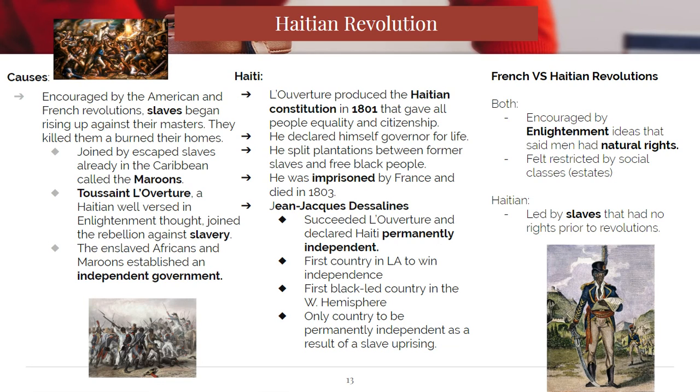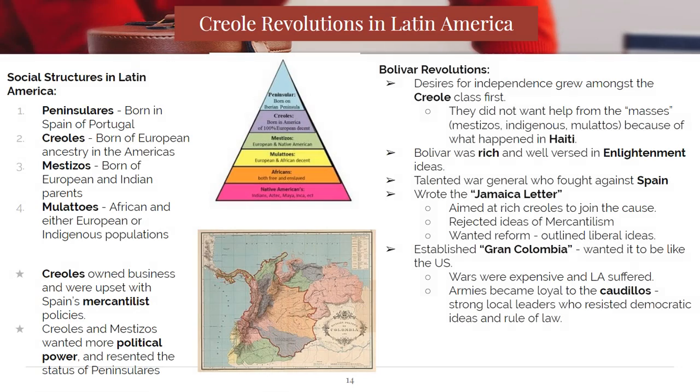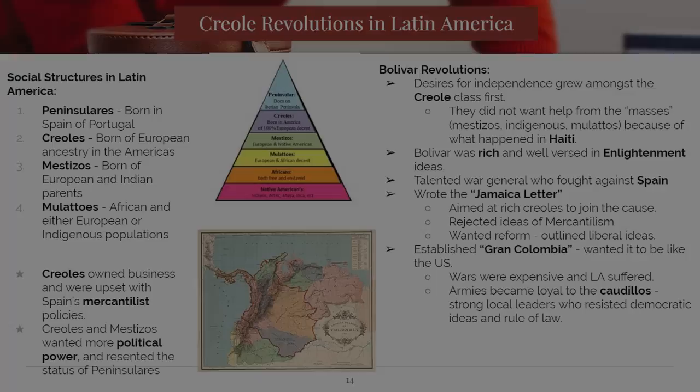The Haitian Revolution was led by slaves, and you can make a comparison to the commoners in France. Now they weren't slaves, and their life was probably not nearly as brutal as that of slaves, but they were kind of prisoners to society in France.